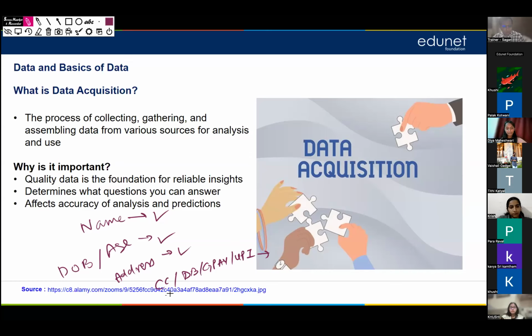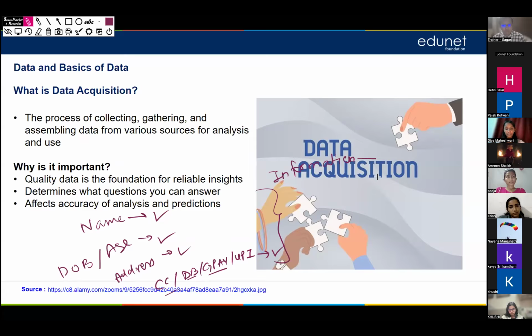Some of you may have a credit card, some of you may have a debit card. Most of you might be using GPay. Yes, sir. All this information, right? Remember the term, we are not saying data now, we are saying information. All this information is collected by the company, which can help them grow and also help you give personalized ads. All this data, all these methods is data collection or data acquisition, right?